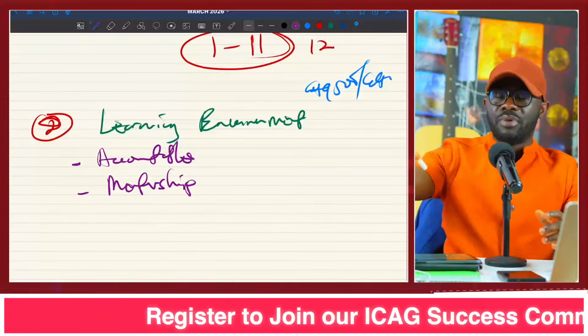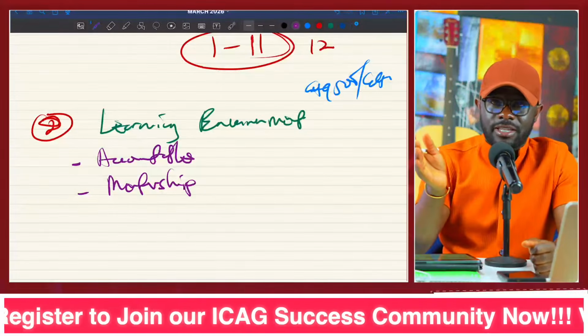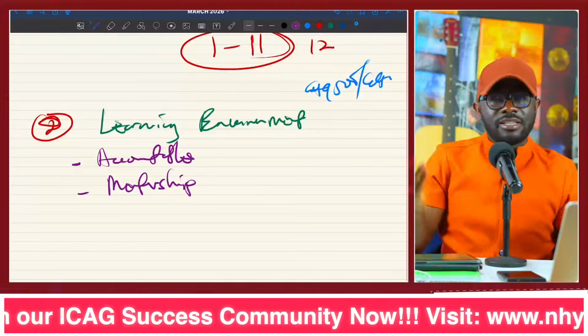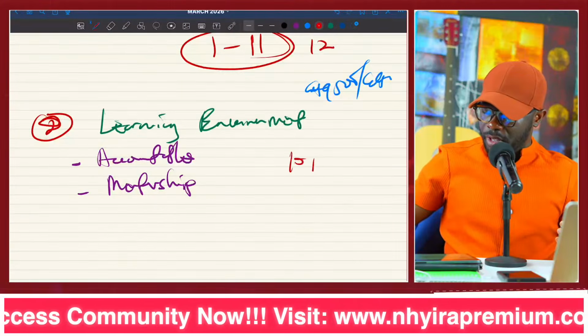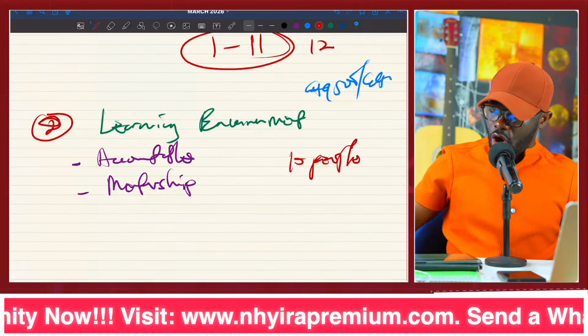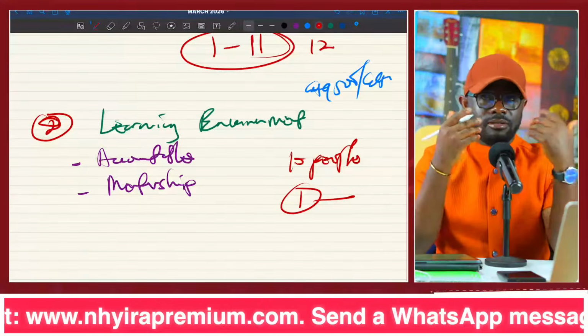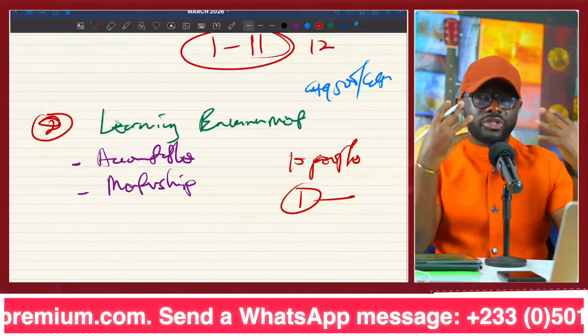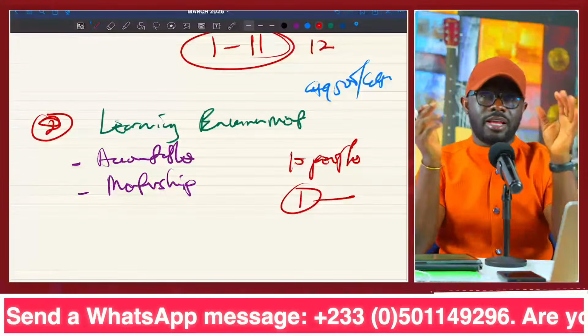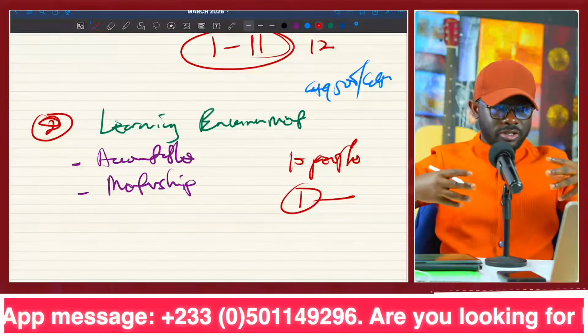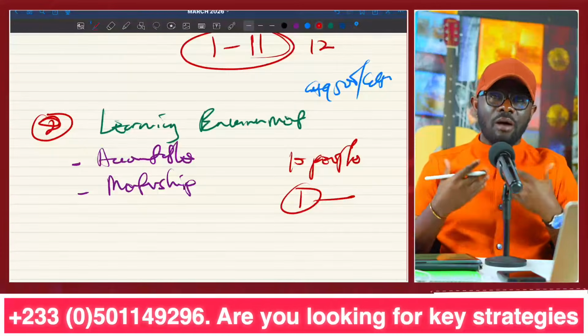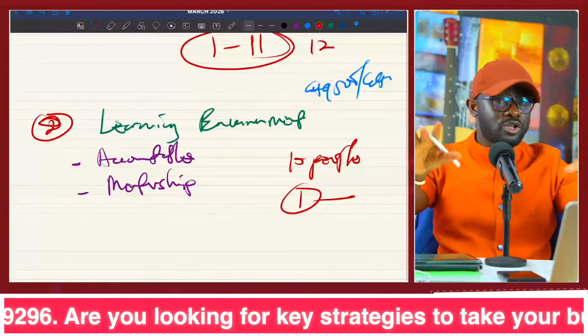Yeah, there are some people, if you put them in the room to study, they can study on their own and boom. But this is the thing. If you put 10 people in a room, only one out of that 10 people will be able to study on their own and go and pass the examination. Why? Because a lot of people lack the ability to even know the things they are supposed to study.